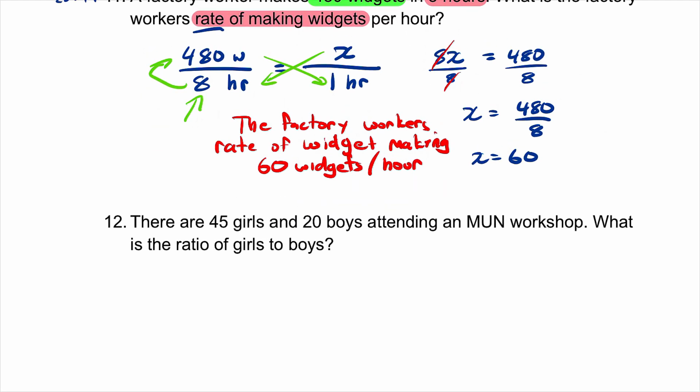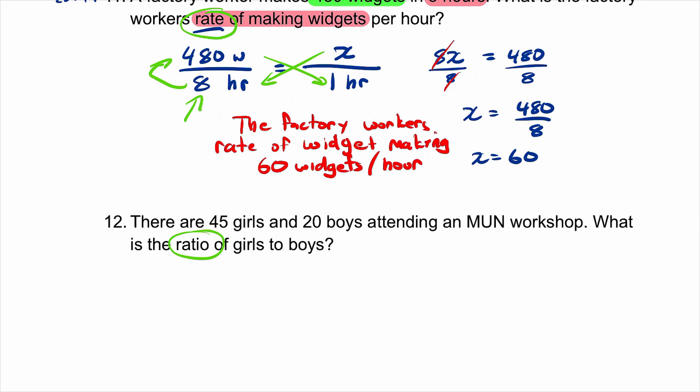Now, in the last question, remember we had this word right here, which is rate. Well, in this question, we're looking at a ratio. A rate always ends up as a per one. So like we had 60 widgets per 1 hour. With a ratio, we're just basically taking a fraction and simplifying it down as far as it can go.